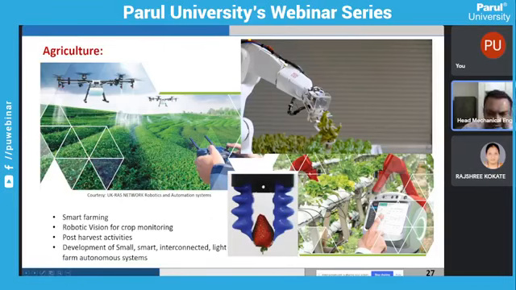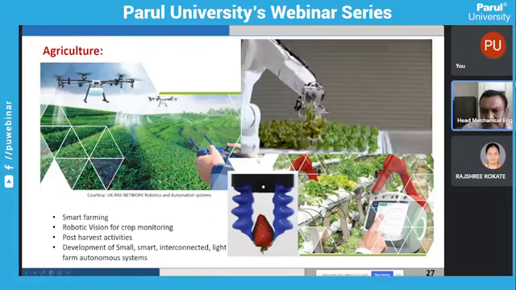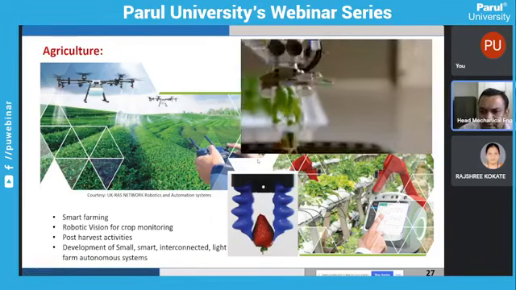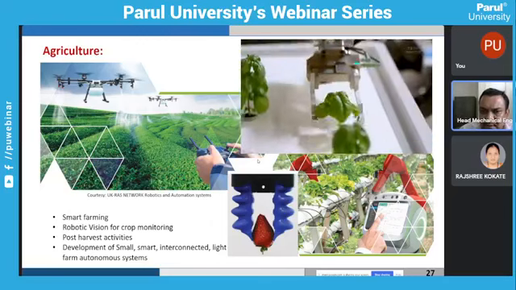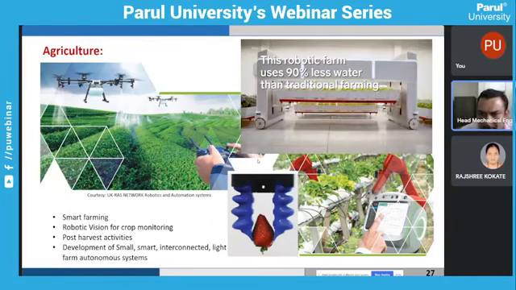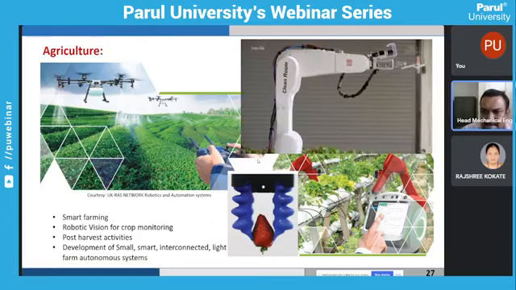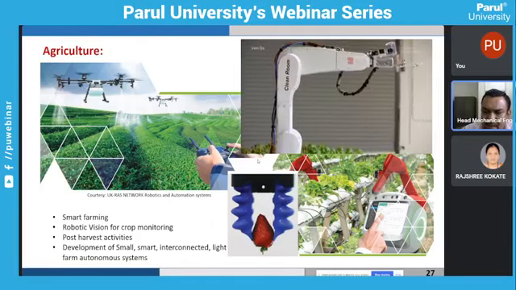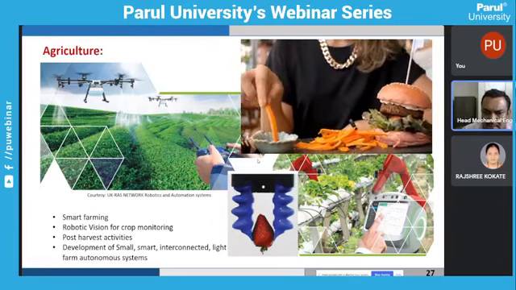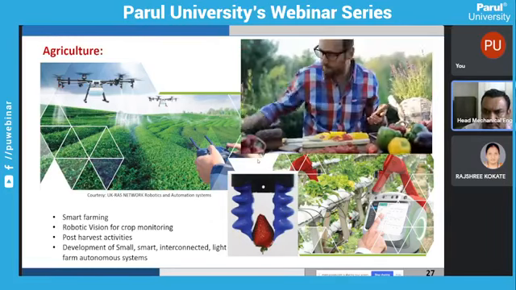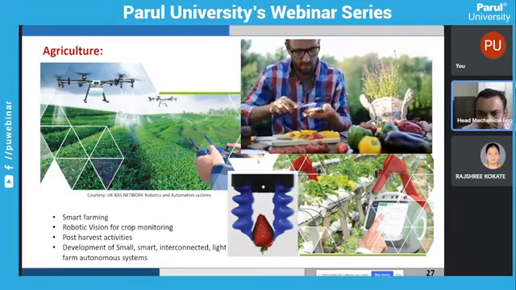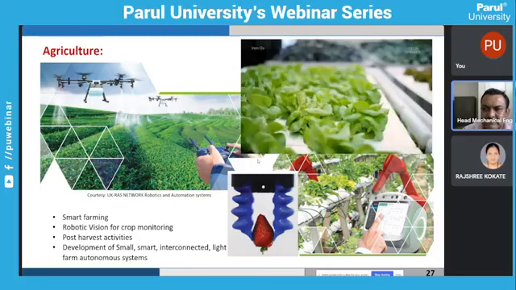And you can see in this video that for plantations and for better growth, people are using robotic systems. 90% less water than traditional farming. According to the World Resources Institute, the world population will be 10 billion by 2050. That's 2.4 billion more mouths than today.